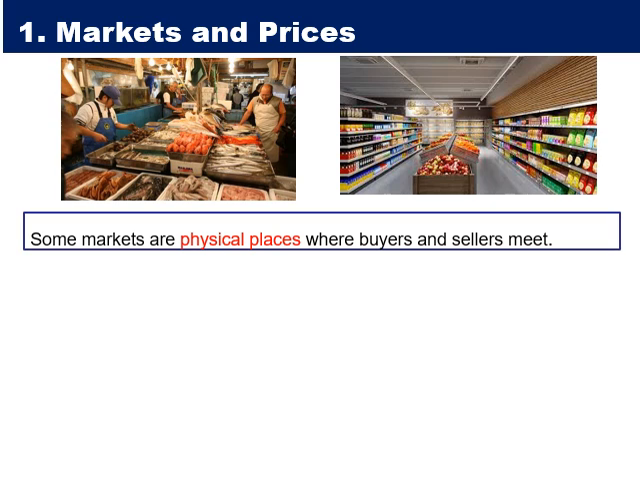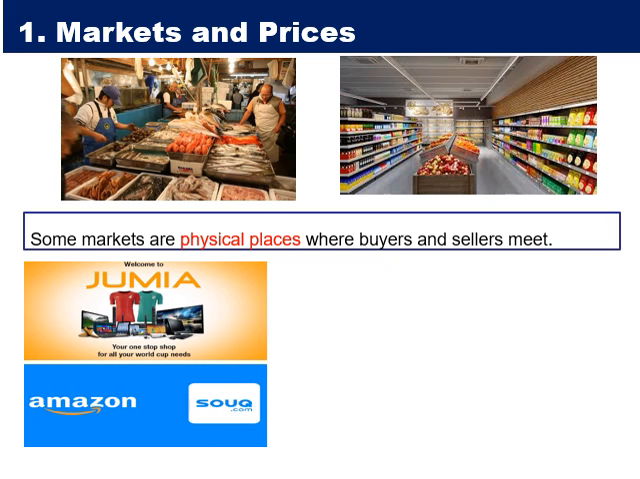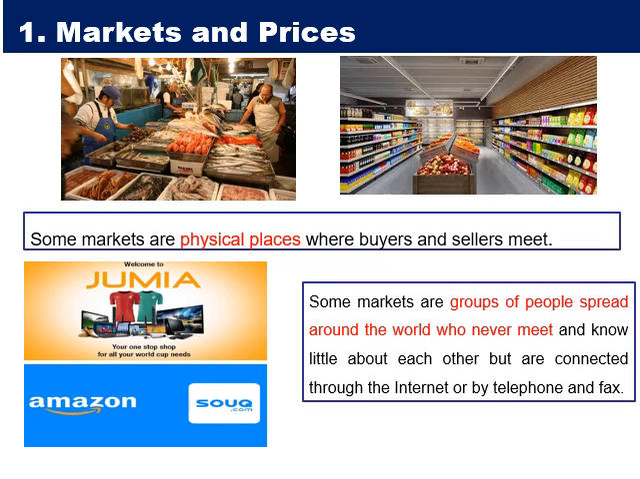On the other hand, there are some other markets that may not be physical places. However, buyers and sellers can make transactions. This means that some markets are groups of people who are spread around the world, who never meet and know little about each other, but they are connected through the internet or by telephone or by fax. Examples of these markets are electronic commerce or e-commerce markets, such as buying your goods and services from a website such as Jumia or Souq or Amazon.